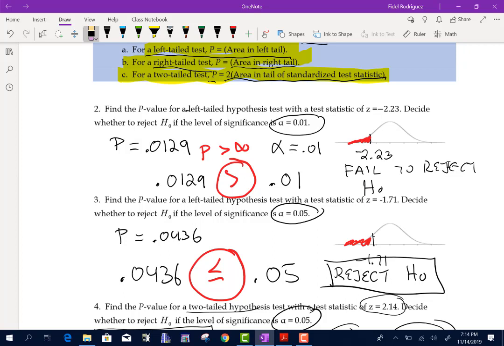So guys, what we did first, we said, let's look at our picture right here. We put our z value to be negative 2.23, because this is a left tail test. Doesn't it tell me right here it's a left tail test? Then we're looking for the area in this little piece. So does anybody remember how we found that area using that z value of negative 2.23? Do you remember what we did?